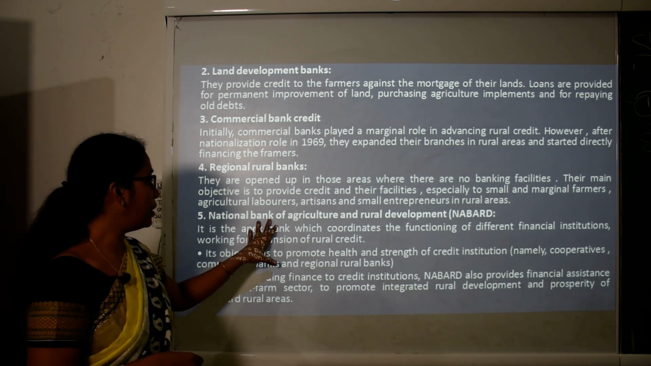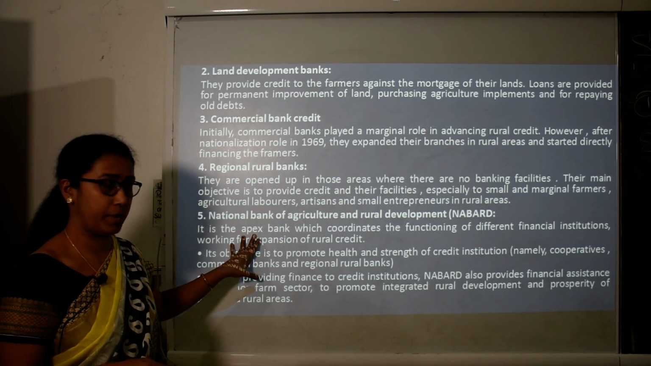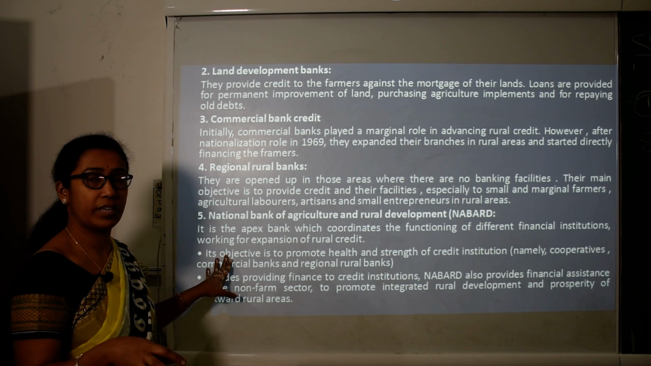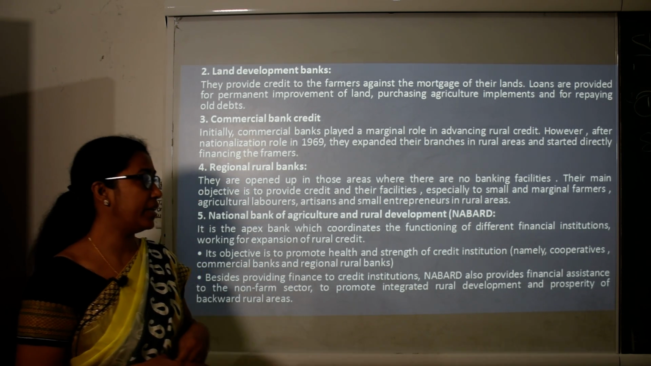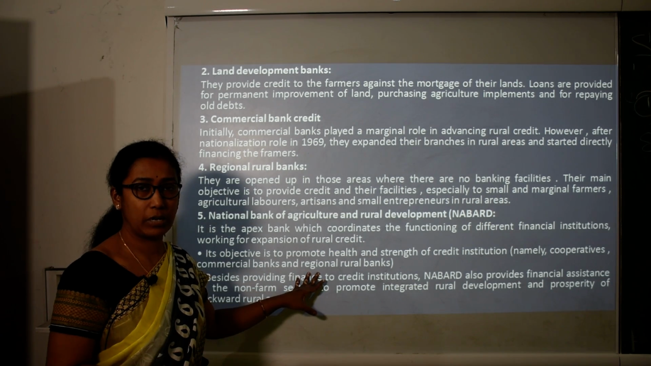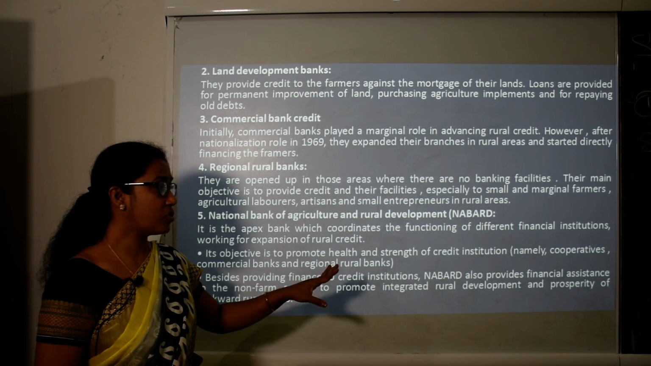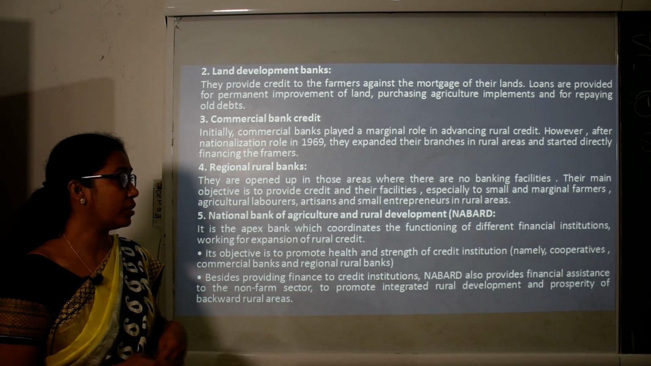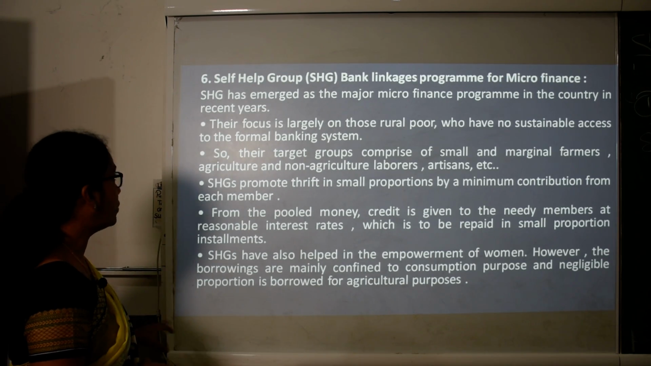Then fifth can be the National Bank for Agriculture and Rural Development. This is an apex bank which coordinates the functioning of different financial institutions working for the expansion of rural credit. The main objective is to promote the health and strength of credit institutions, namely cooperatives, commercial banks and regional rural banks working for the sake of these farmers. Besides providing finance to credit institutions, it also provides financial assistance to the non-farming sector to promote integrated rural development and prosperity of these backward areas.